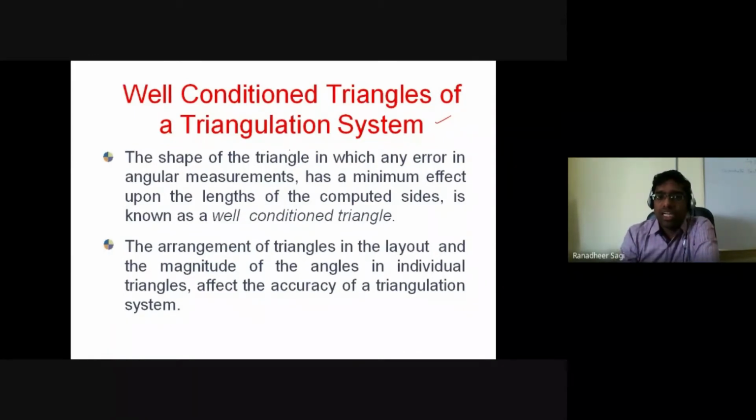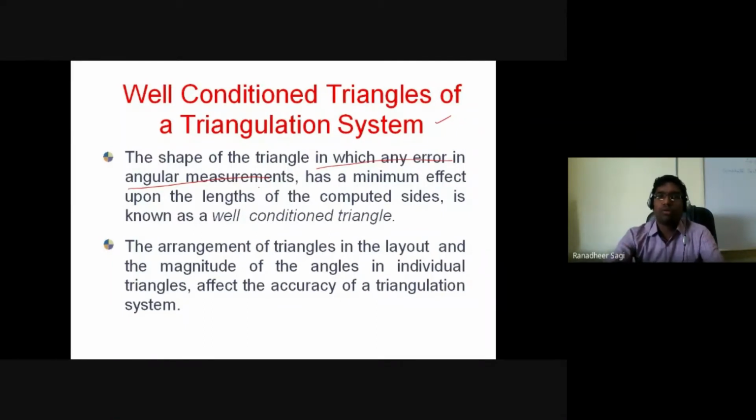The shape of the triangle you are going to be representing should be such that any error in the angular measurements, if at all there is an error when you are measuring the angles with the help of the theodolite, should have the least impact on your calculations. It should have a minimum effect on the determination of the unknown lengths of the sides of the figure.